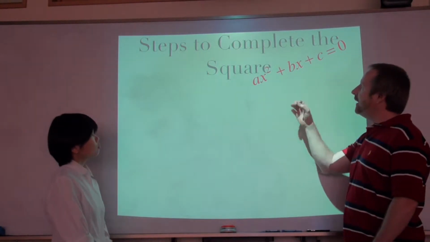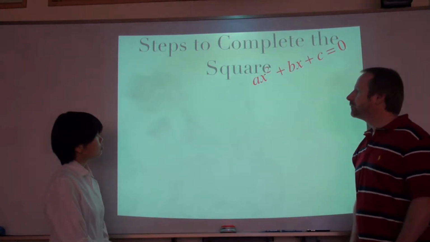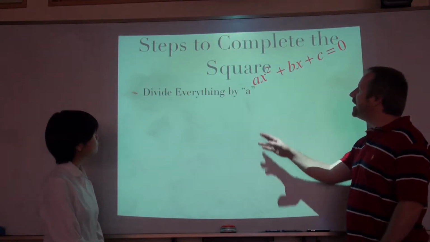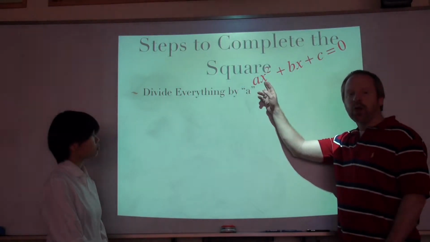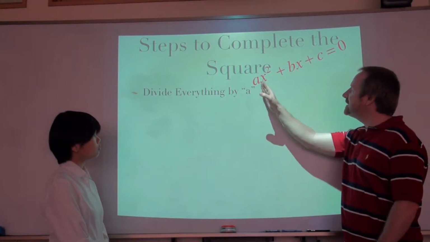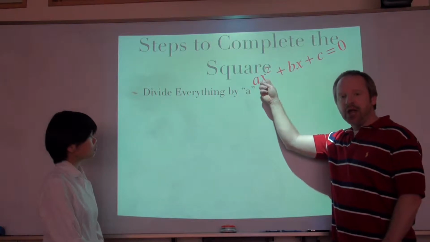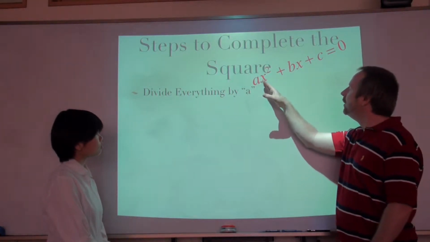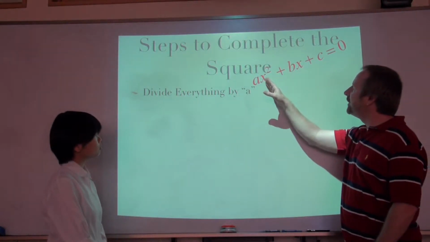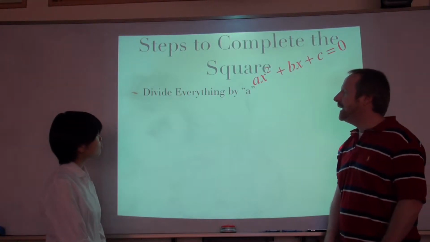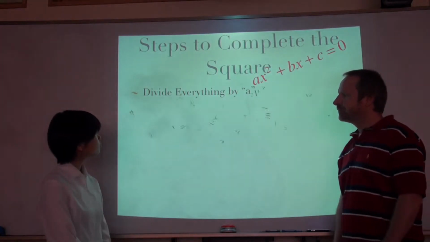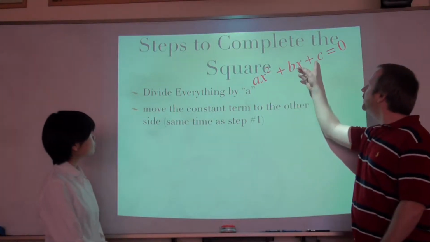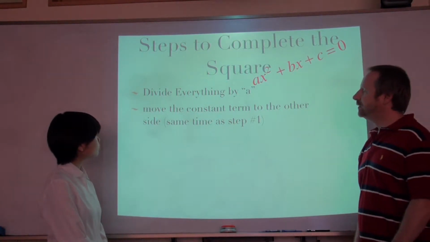Okay? Now, first thing we're going to do, we're going to divide by whatever's in front of the x squared. So every term just gets divided by the a. Okay? And so that's why our perfect square trinomial is only ever going to have a 1x squared. Okay? At the same time, we can also just move our constant term to the other side.